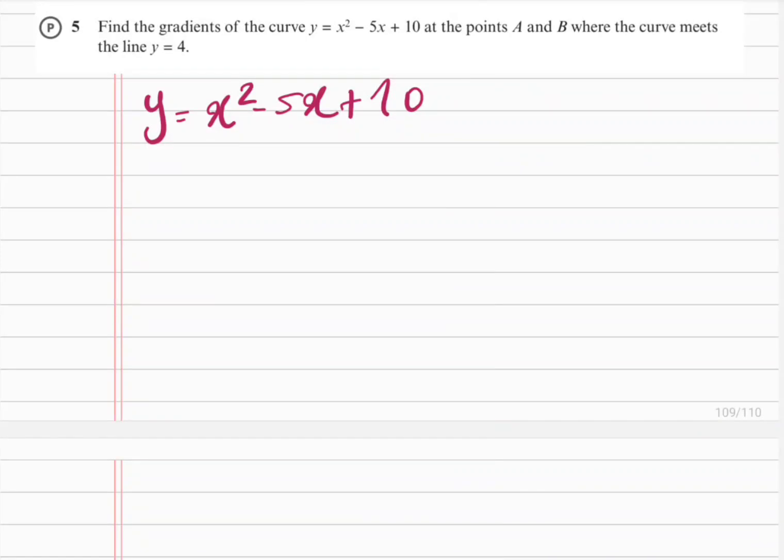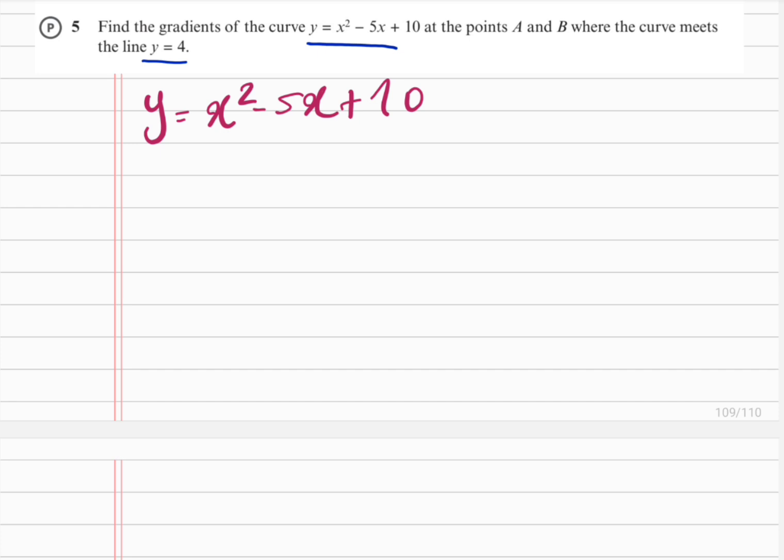Hi everyone, this video is on exercise 12, question 5. We have the curve with the equation y is equal to x squared minus 5x plus 10, and we want to find the gradients at points A and B, where the curve meets the line y is equal to 4. So the question is essentially saying find the gradient at the points of intersection, because when it says the curve meets the line, it just means the points of intersection.